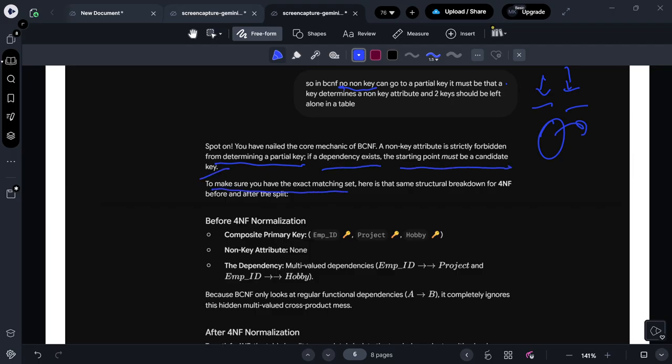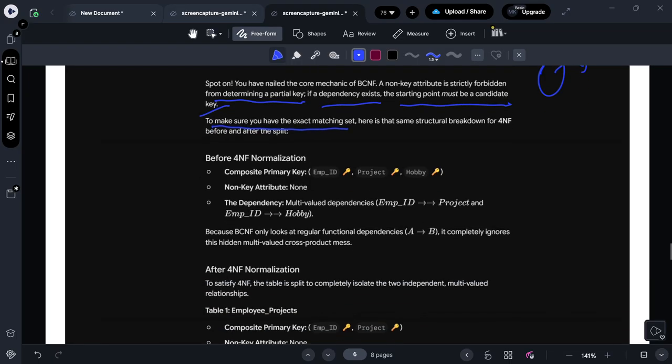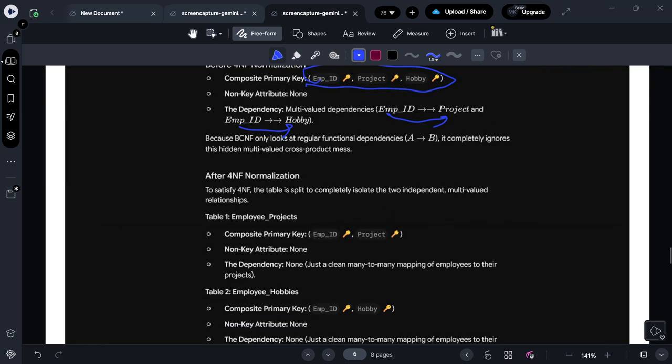To make sure that you have a matching set, before fourth normal form, we have this composite structure. But because we know there is no sense in having all of these in the same table, we have employee ID, we have project and hobbies. So employee ID goes to project and employee ID goes to hobby. That makes no sense, because Boyce-Codd normal form only looks at functional dependencies. A goes to B. It completely ignores the hidden multi-valued cross mess. So based on that, there is no non-key attribute here, so Boyce-Codd normal form is satisfied.